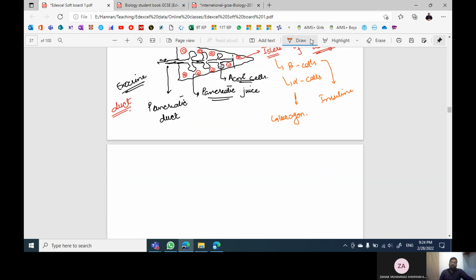What is the function of insulin and what is the function of glucagon? Let me tell you about this. If you know, then you should tell me.